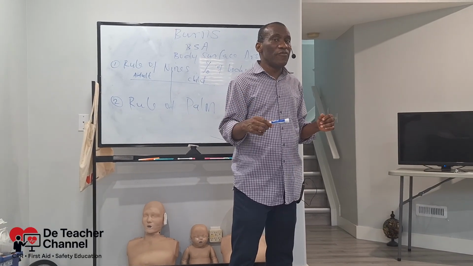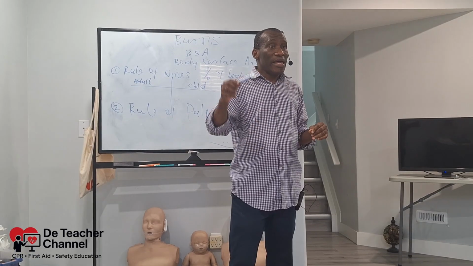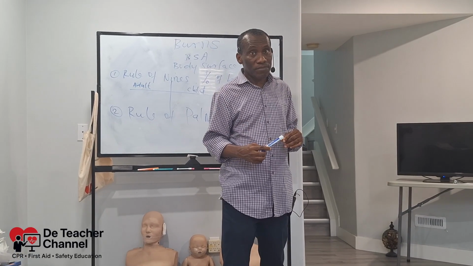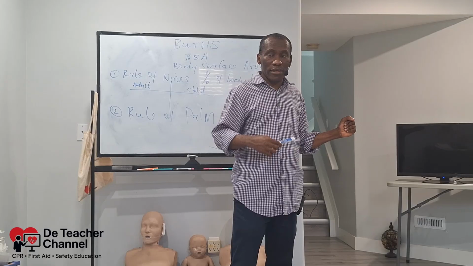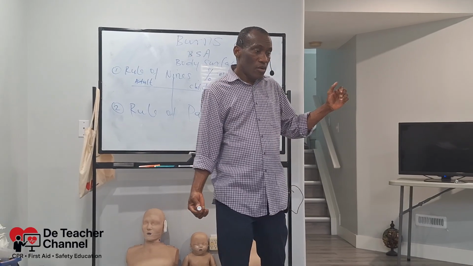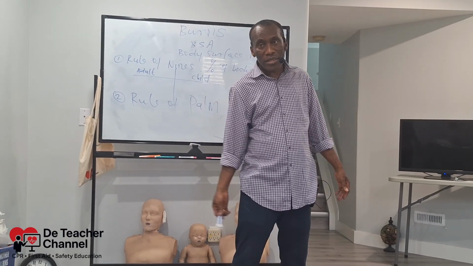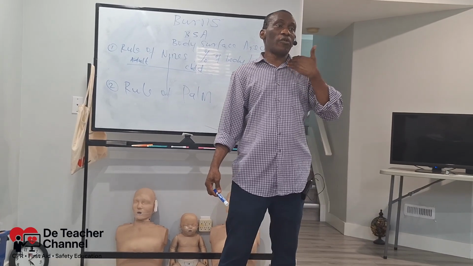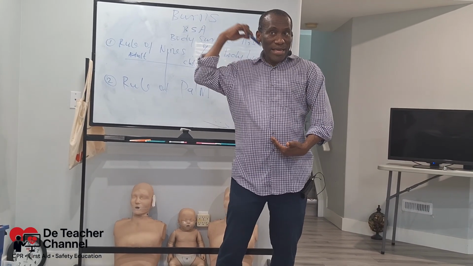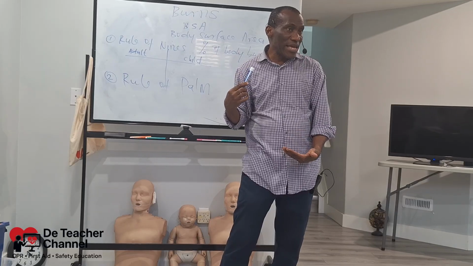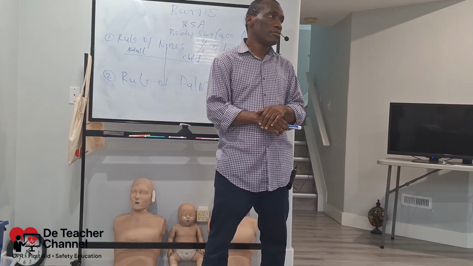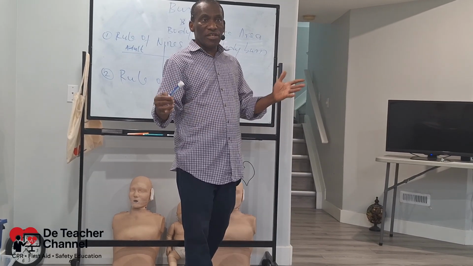For adult, let me focus on adult now. Head and neck is 9. One hand is 9. The other hand is 9. One leg is 18. The other leg is 18. Front is 18. Back is 18. Genital area is 1. That's adult.